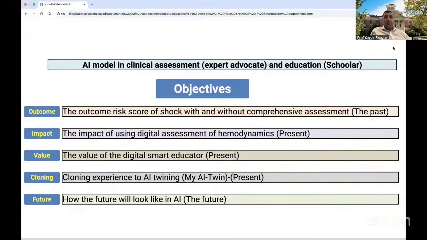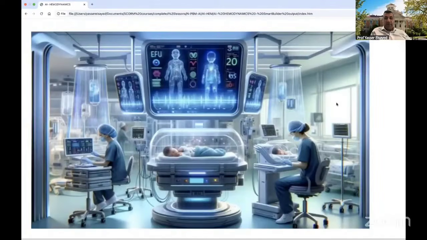So if I ask you to close your eyes 10 years from now and imagine I will take from you the artificial intelligence, you will not believe it. You will not believe that you can survive without AI. So that will be the situation of neonatal intensive care in the future.